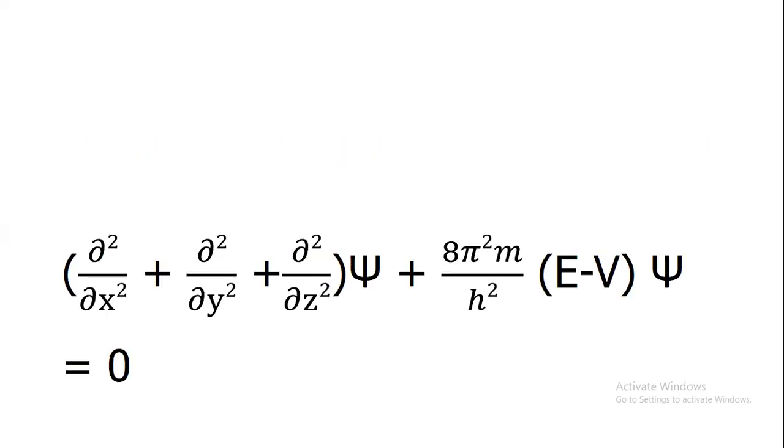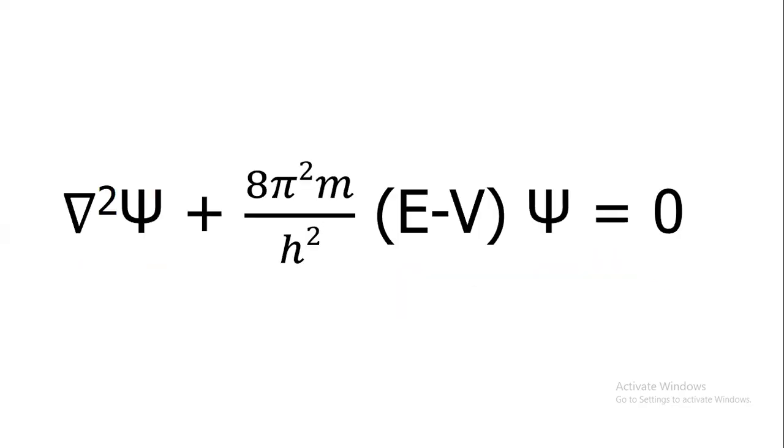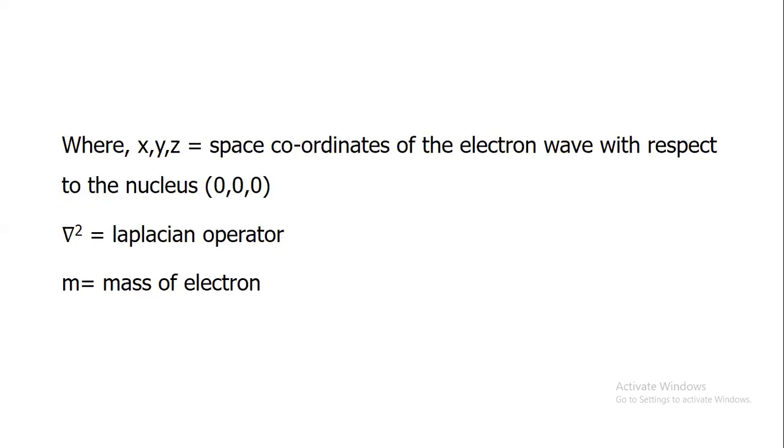So we can write (∂²/∂x² + ∂²/∂y² + ∂²/∂z²)ψ + (8π²m/h²)(E − V)ψ = 0. So we can write ∇²ψ + (8π²m/h²)(E − V)ψ = 0. Here x, y, z are the space coordinates of the electron with respect to the nucleus.